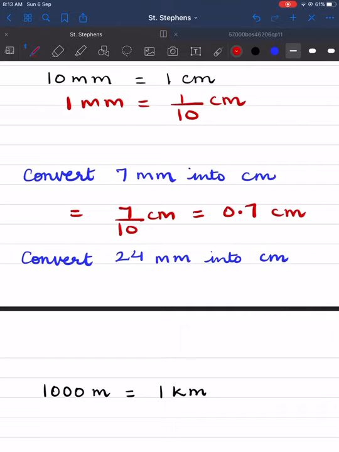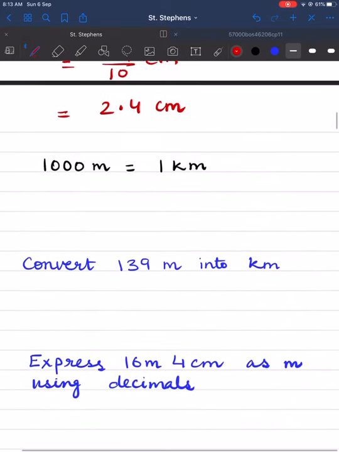Now let's convert 24 millimeters into centimeters. So again we have to divide it by 10 to express it in centimeters. So here we have 1 0 in the denominator after 1. So we have to count 1 decimal place from the right. So it is 2.4 centimeters.